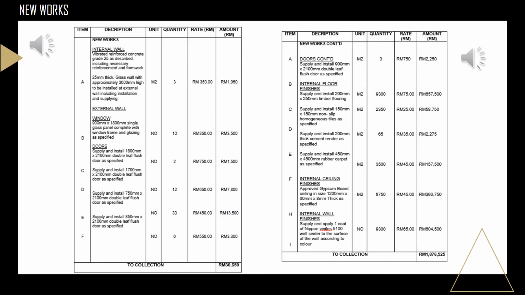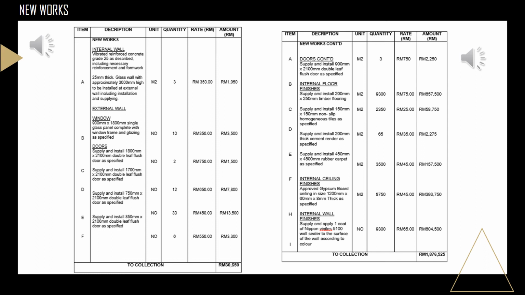The next slide is about new works. This slide shows the work that had to be done at the kindergarten UiTM Shah Alam. For the new works, we have jobs at the internal wall and external wall. For the external wall, we have windows, doors, and the total collection for the first bill is 30,615.